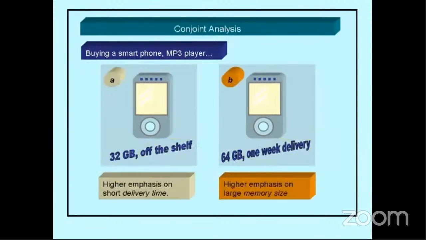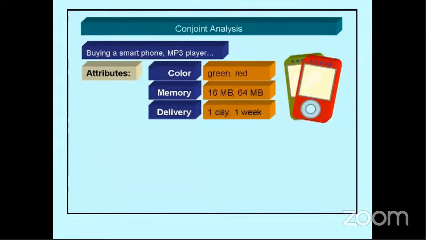Now let's go ahead. Higher emphasis on short delivery time, higher emphasis on large memory size. So this is a very simple design which we have understood. Now let's try to understand what happens if the attributes increase, and what the design is by this method. Please keep aside all your work. If you want to understand conjoint analysis, please keep your mobiles silent for some time, because it's a little bit complex. Pay attention. If necessary, we will do a recap also.